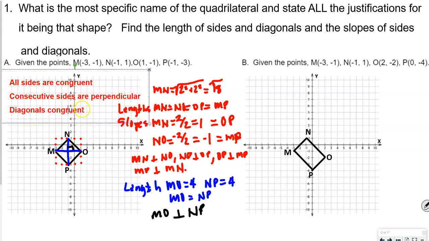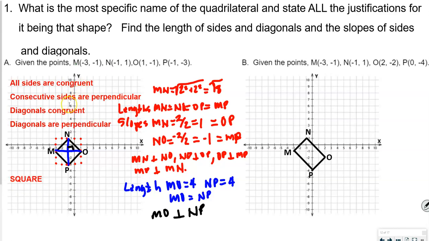Maybe if I can get my thing back in here. And the diagonals are perpendicular. Could be great if I could spell, y'all. All right, now what does all that mean? That means that this is a square, okay? That's what that tells us.